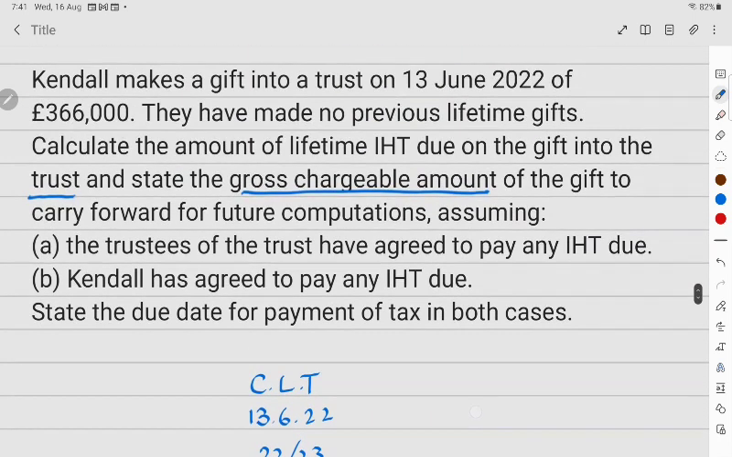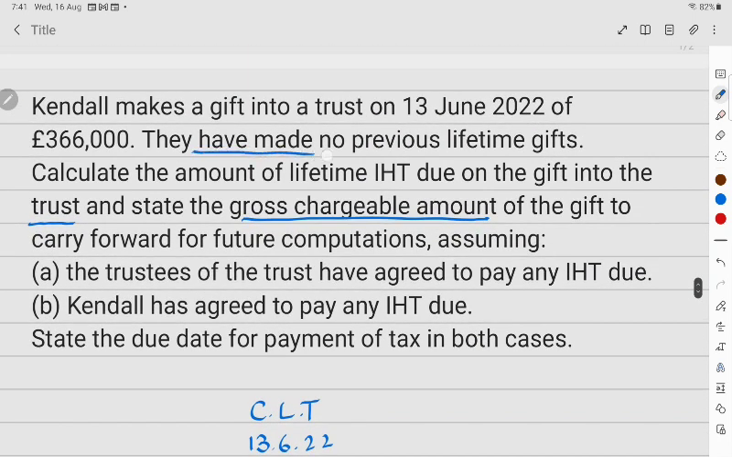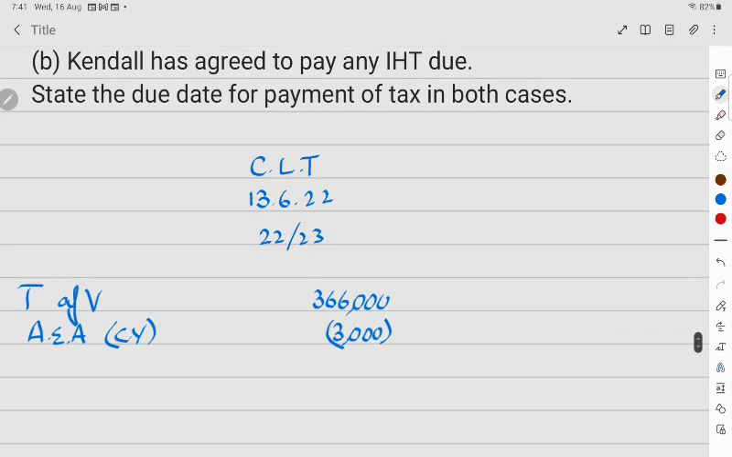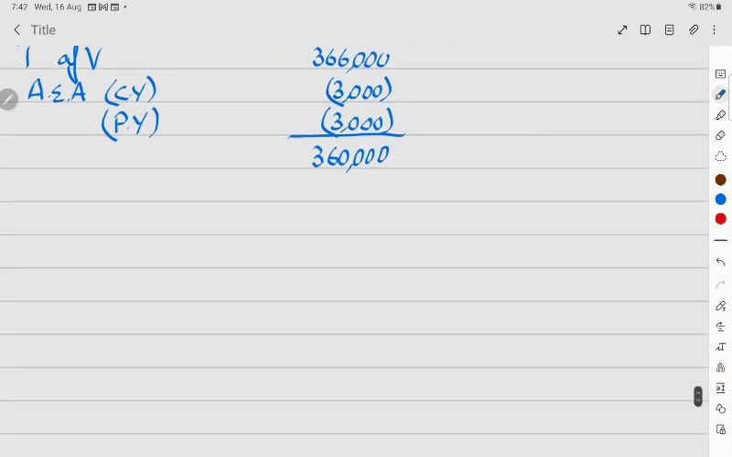As it has been mentioned here that they have made no previous lifetime gift, it means that previous year annual exempt amount is unused. So, previous year annual exempt amount is to be utilized to make the chargeable amount 3,60,000. Now, you have to consider what is the nil rate band, because it is a chargeable lifetime transfer. The nil rate band, as there is no previous gift, nil rate band of whole 3,25,000 available.